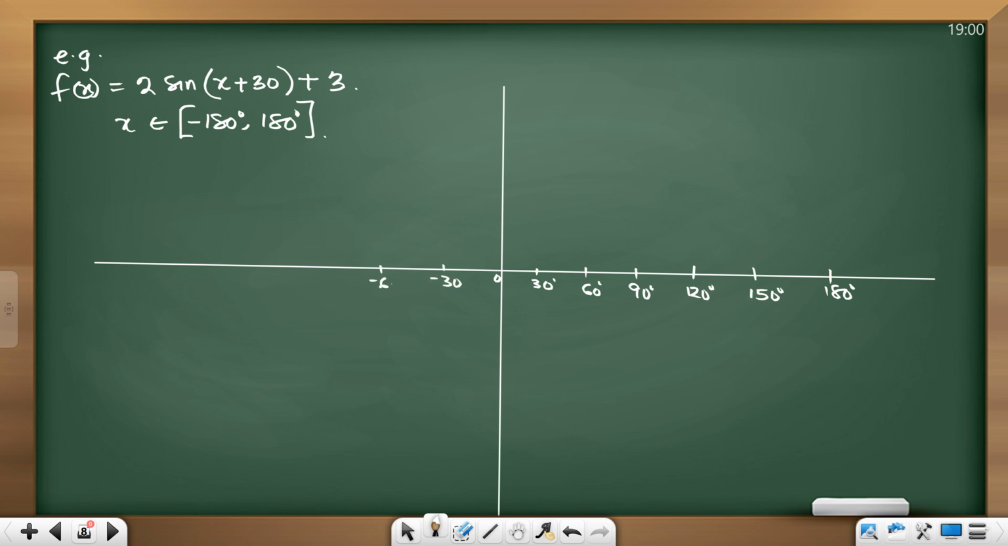Negative 30, negative 60, negative 90, negative 120, negative 150, negative 180. All right, and this graph will be shifted.